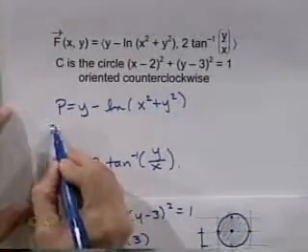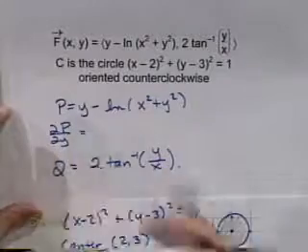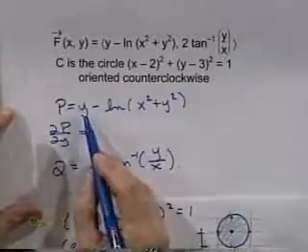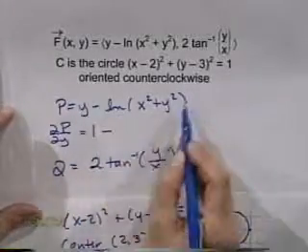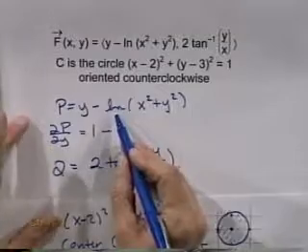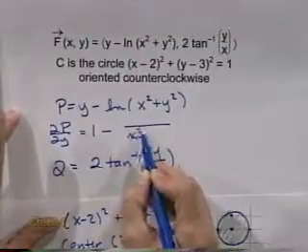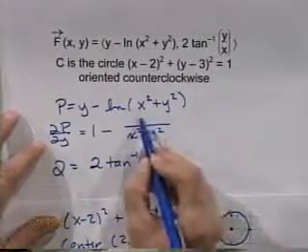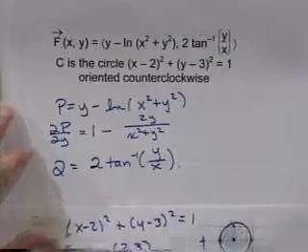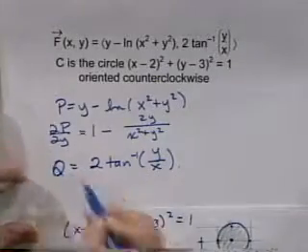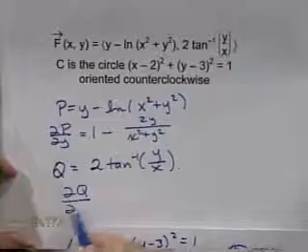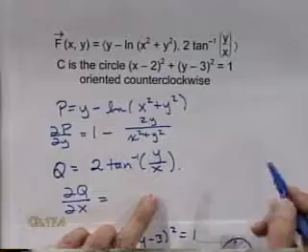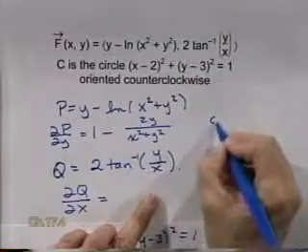Now let's see. The partial of p with respect to y: if we take the derivative of y, we get a 1, minus the partial of this with respect to y. The derivative of log u is 1 over u, times the derivative of u, and the partial of x squared plus y squared with respect to y is 2y. Now, this is q, so the partial of q with respect to x is, what's the derivative of arctan? Remember when you have y equals arctan u, what was the derivative?